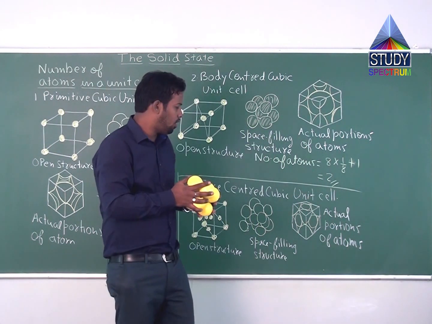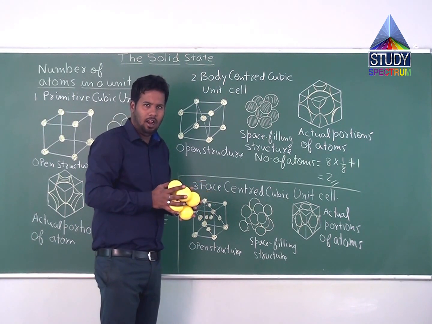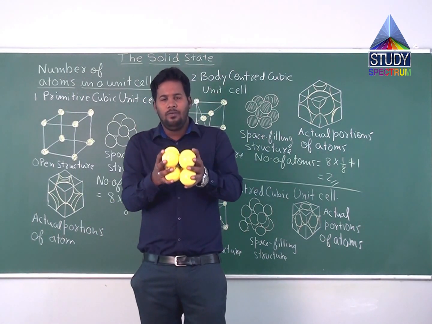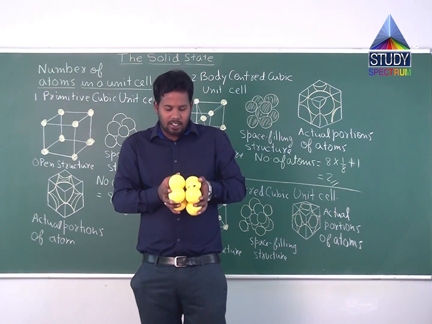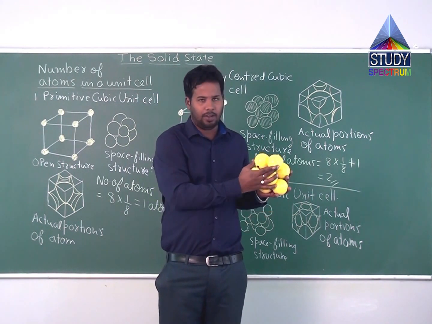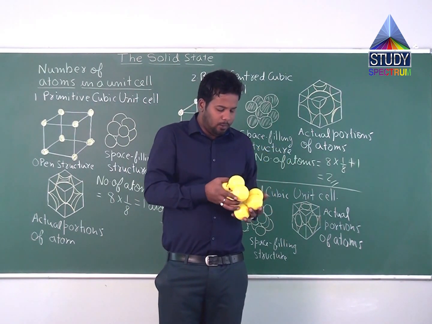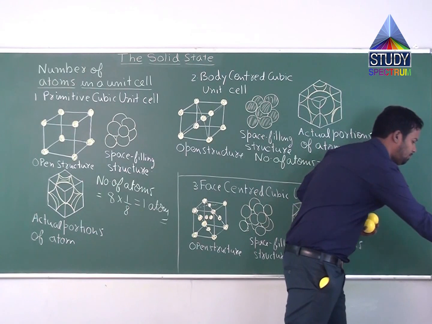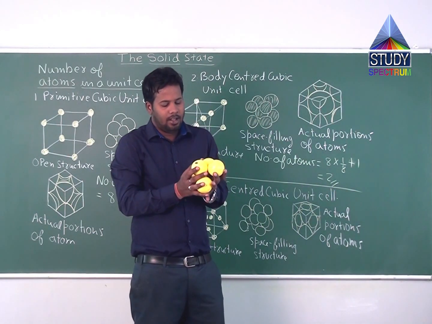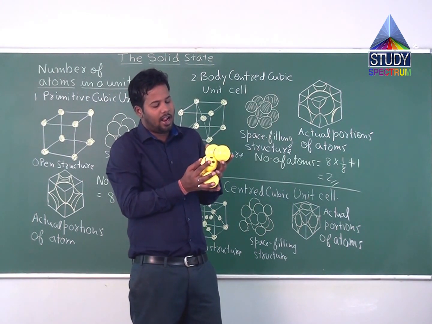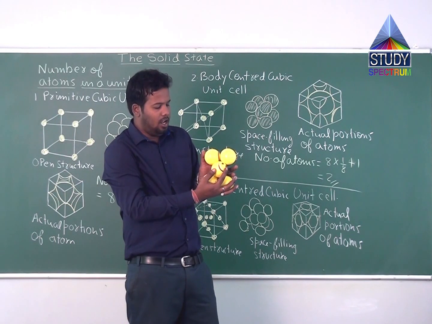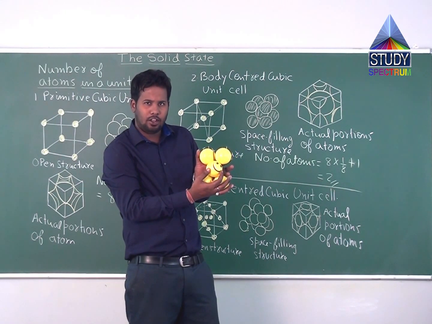Now, since we are going to talk about the face-centered unit cell, where along with the atoms placed at the corners of the cube, there is an atom placed at the center of each face. Suppose I consider this face. Then there is an atom placed at the center of this face. Now this is just one face of the cube.